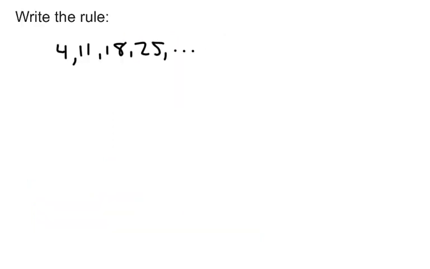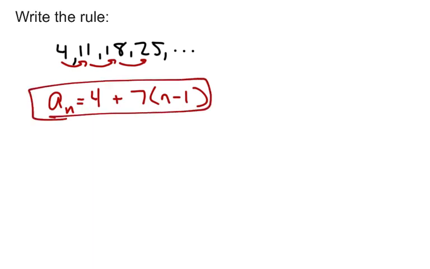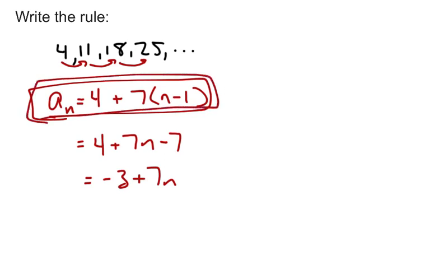So if we wanted to write the rule for 11, 18, 25, the nth term is going to be our first term plus the common difference. And to get from here to here, we add 7, add 7, add 7. So we're going to add 7 over and over and over again. How many times? N minus 1 times. Now you can leave your answer like this. You could also, if you wanted to, simplify it and get -3 plus 7n, or 7n minus 3. That's also right. But I really want you to make sure that you can get to here correctly.